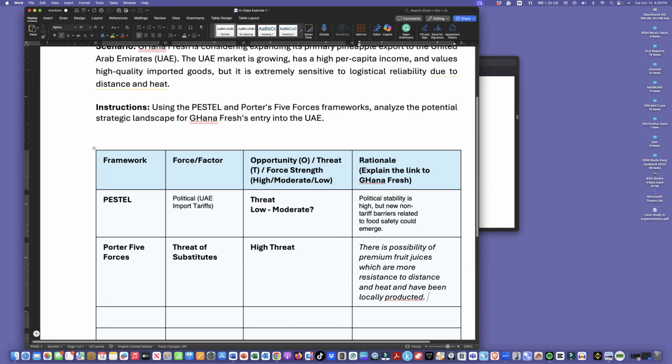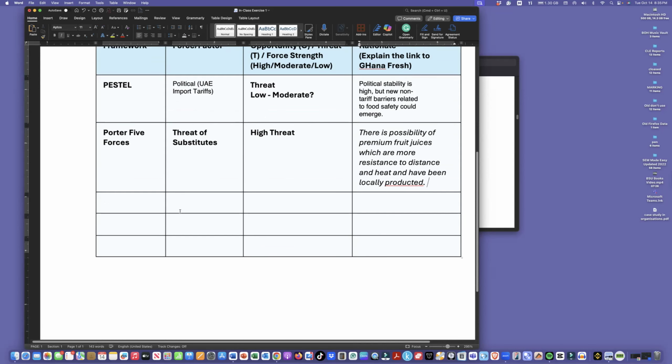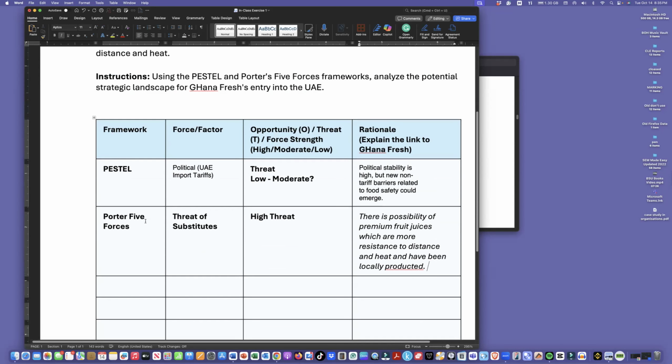Do you understand it? Yes, sir. So you have to choose up to about 5 of them. I've done 2 for you, so you have 3 to do, or you can add more. For each of them, we want you to assess the risk level. You can do it for whichever one you want, and then let's discuss it next week.